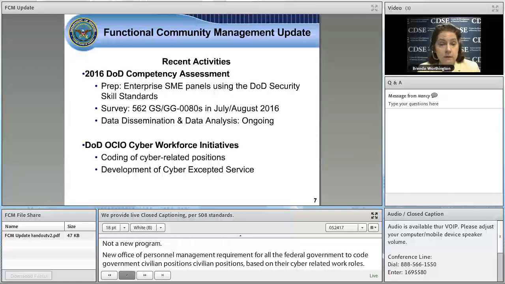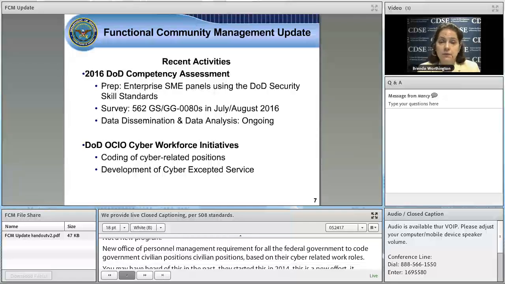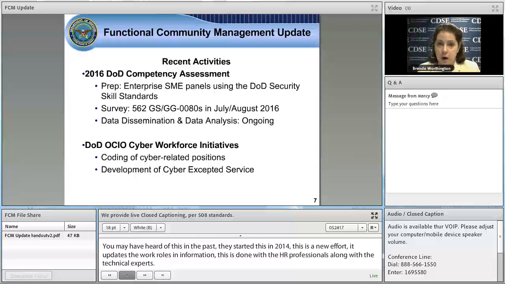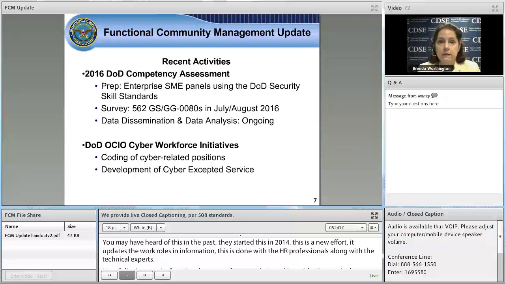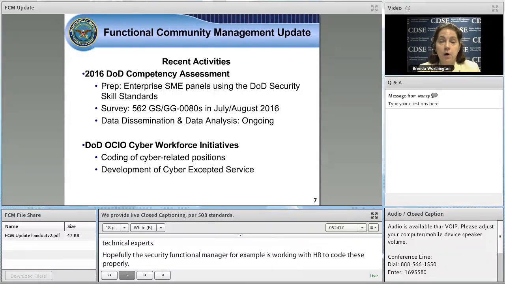So hopefully the security functional community manager, for example, is working with HR to code these properly. It's a good program, fully support it, but what we need to be aware of and involved in is that our civilian positions that are 080s and 086s, if they are cyber related, need to be coded properly, but if they're not, we don't want them to be miscoded, because there are going to be training, education, and certification requirements for these coded positions, which again, if they're cyber related, that's great news.